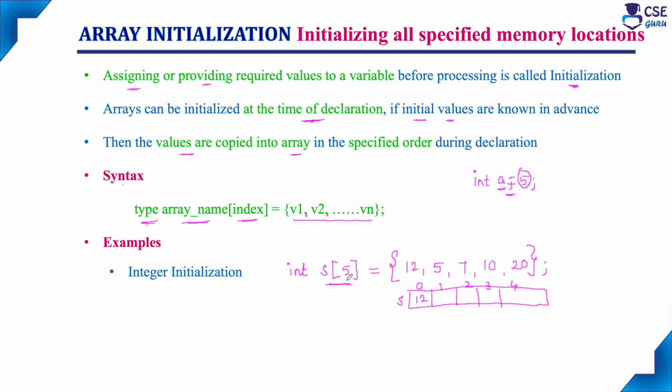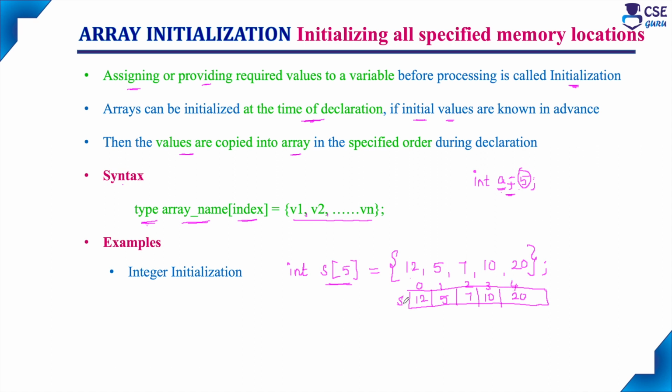So totally 5 elements. And if you are giving 5 values here, automatically the first element will be stored in the first index. That is S of 0 is the first index. So 12 will be stored with S of 0. And then 5 will be stored with S of 1. So for the next index, automatically the next value will be initialized. And then the third index, 7, will be initialized. That is S of 2. And the fourth index, 10, will be initialized. And the fifth index, 20, will be initialized. Although we are saying it is the fifth index, the index value starts from 0, so the last index will be 4 only.